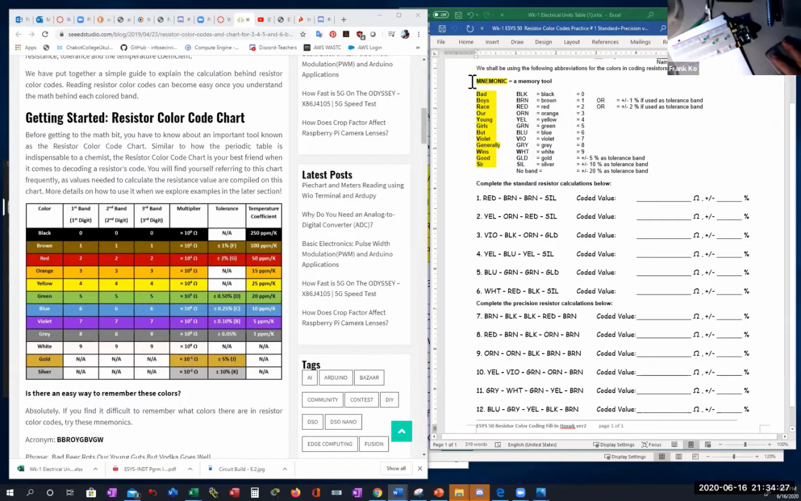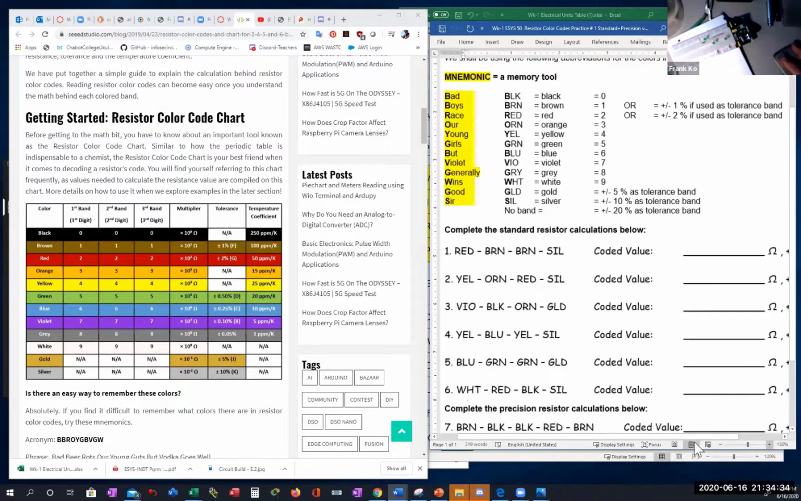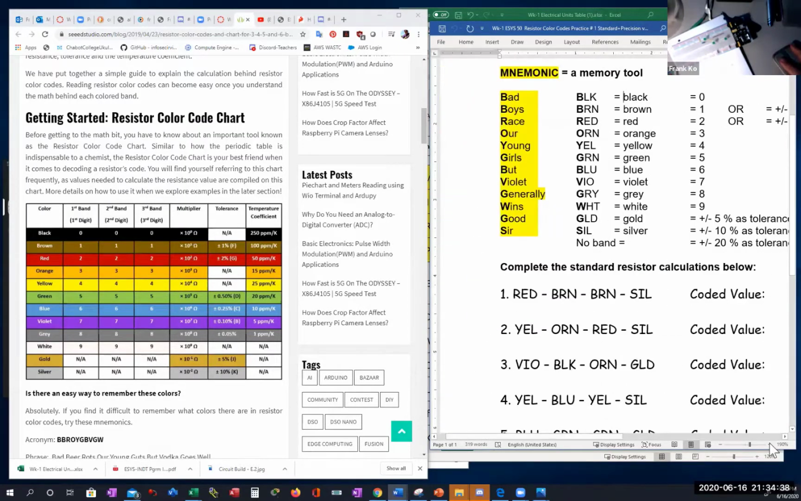There is a mnemonic. A mnemonic is a memory tool. Let me make this a little bigger for you because some of you are squinting to see this part of the screen, and there's no need for us to squint. So this is a little bigger for you, yeah?